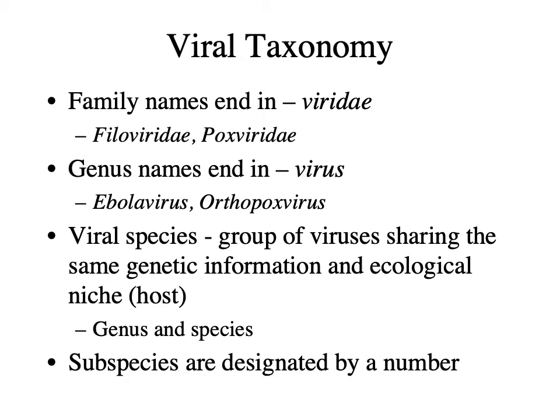We've talked a little bit about species, and we briefly mentioned viral species. Viral species is a group of viruses sharing the same genetic information and the same type of host. And remember, viruses also can have a species designation then. They can have a family designation, a genus designation, and a species designation. And they can have a subspecies designation. And usually this is a number, like H1N1 or H5N1. It is a specific number to identify a subspecies of that virus. Influenza is really known for having many, many different types of subspecies, and all of those unique influenza viruses have a number.